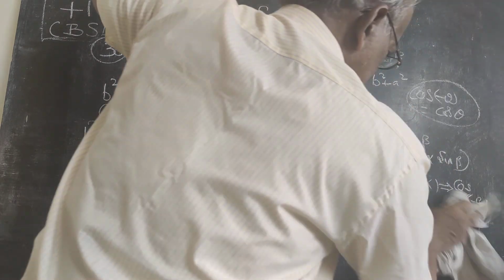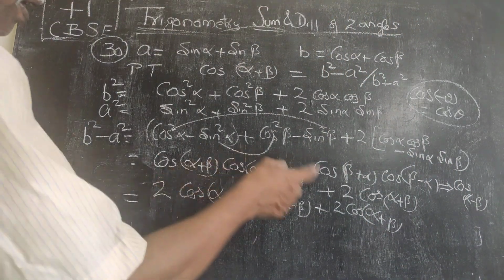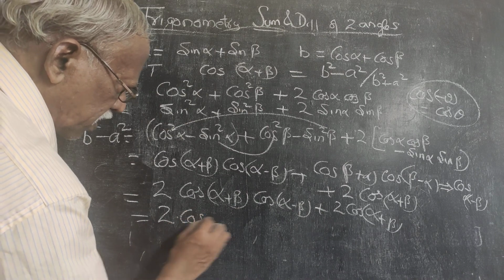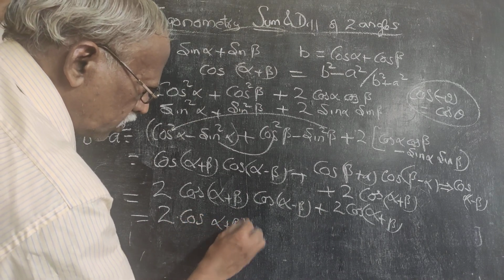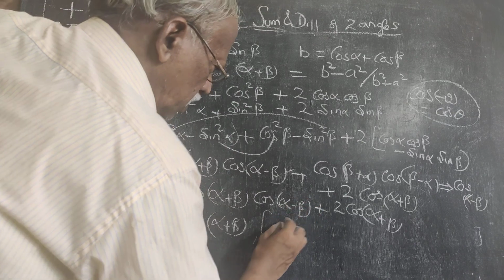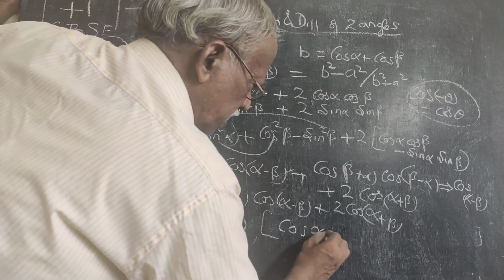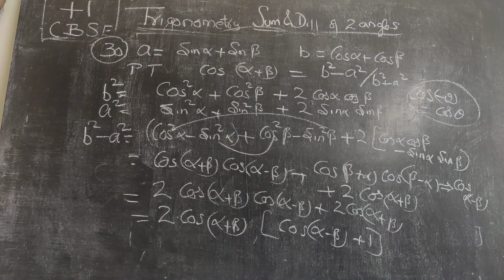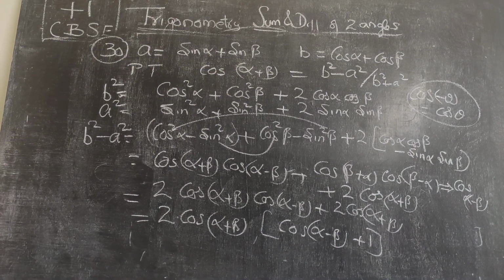The rest of the things, what is there? 2 times cos(alpha+beta) is there. So I can take 2 cos(alpha+beta) common. The result I have is cos(alpha-beta) plus 1. This is b square minus a square. Is it alright? Just watch it.